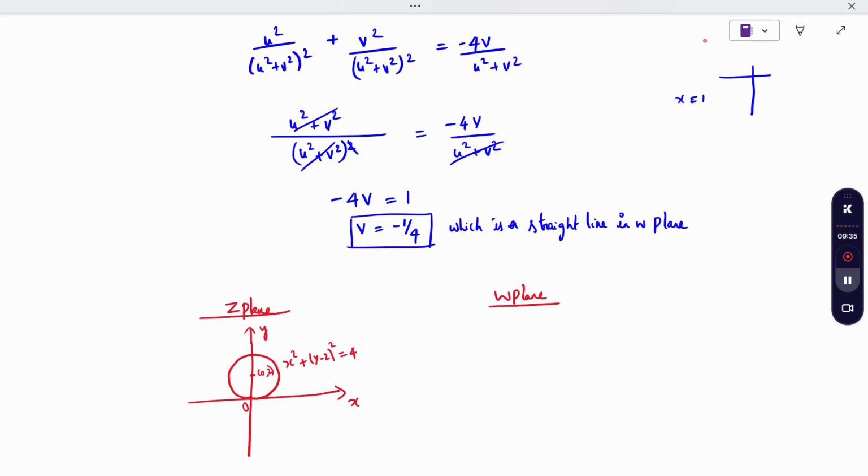In the same way, the w plane. Anyway it's a straight line only, but you have to draw and show it. For example, this is your u and this is your v. So this is v equal to 0, and this is u equal to 0, with the origin at the center. Now v equal to minus 1 by 4 means a horizontal line; if it were u, the line would be vertical. Since it is in the negative part, I will draw it like this, shaded, so you don't get confused. So this is v equal to minus 1 by 4.